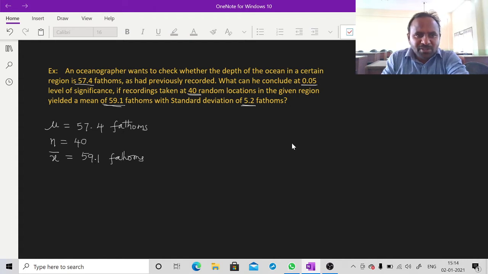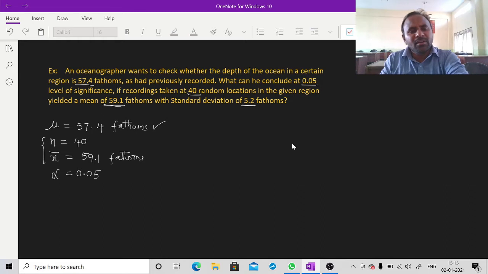So using this sample information of size 40, whether this statement about the parameter is to be rejected or accepted, that's what your testing procedure is required for. And clearly it is also mentioned in the question that alpha, the level of significance, is equal to 0.05. Your test process may be wrong with this 5% probability.